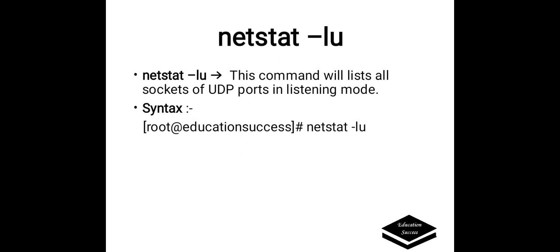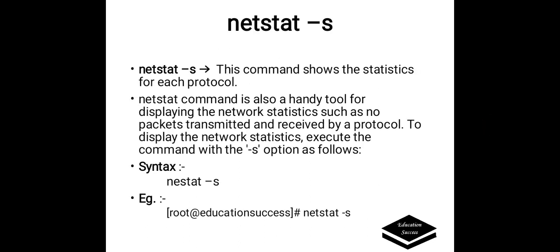Next command is netstat with the -lu option. This command will list all the sockets of UDP ports in listening mode. So the syntax is netstat -lu. Example is root at education success netstat -lu. It displays all the sockets of UDP ports which are in listening mode.